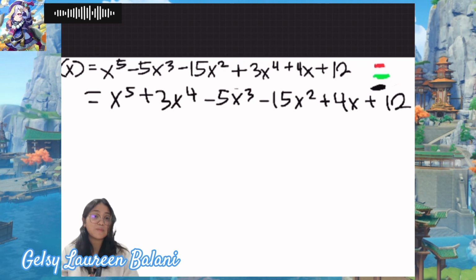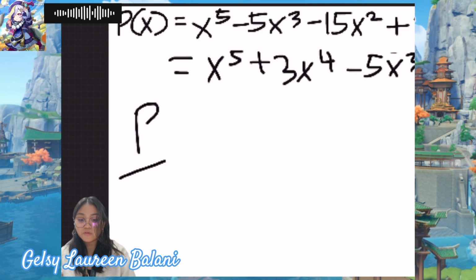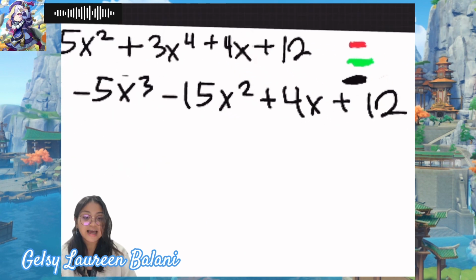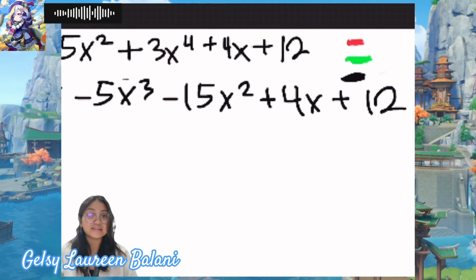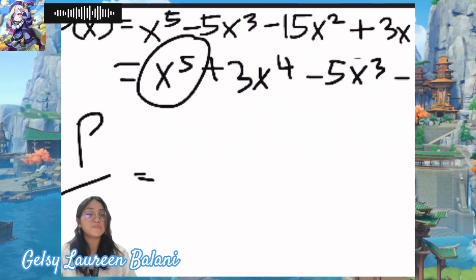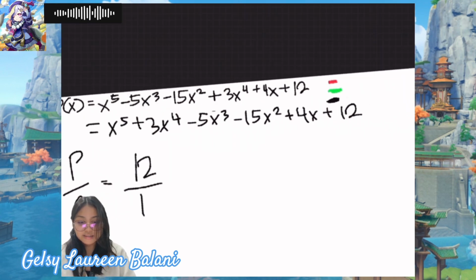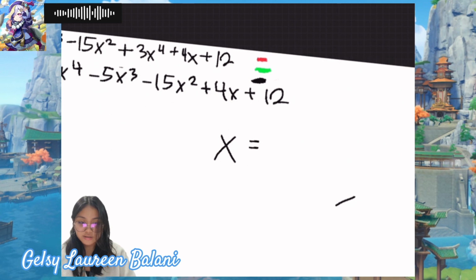So, how do we find the possible zeros? Well, it's going to be easy. We, of course, use the formula p over q. Our p is the last digit, or the digit that is the whole number. And our q is the number with the highest degree. So, it's going to be 12 over 1. Again, x is 1.